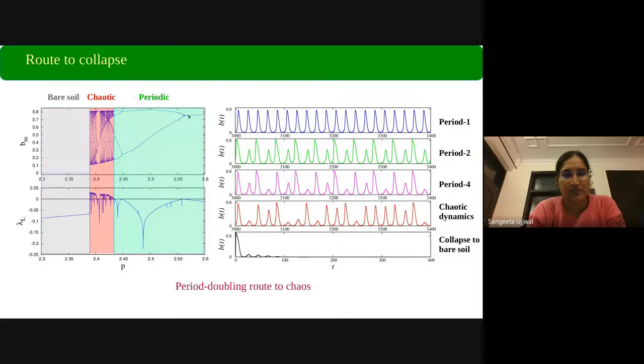So we have period 1 when P is high. As we consider a downshift in P, as we decrease P, this period 1 goes to period 2 and period 4 and so on. So there is a cascade of period doubling, and then we have chaos and there are periodic windows. So the bifurcation diagram looks very similar to the one that we have for the logistic map. And then this chaos leads to collapse. So the biomass just goes to zero.